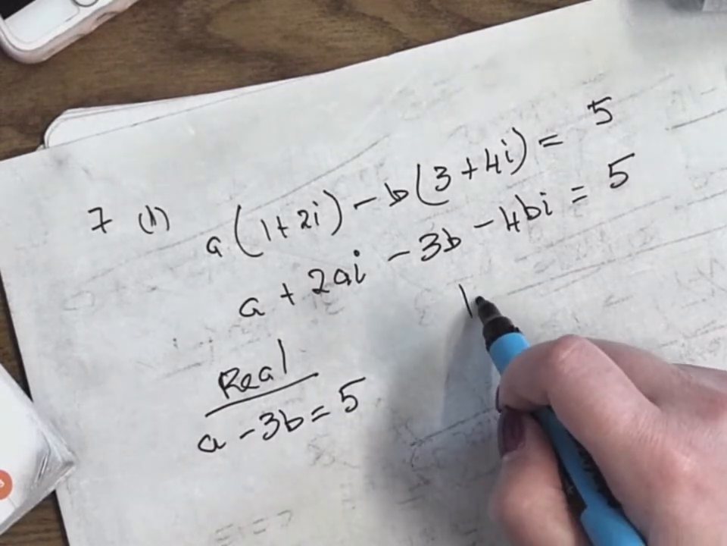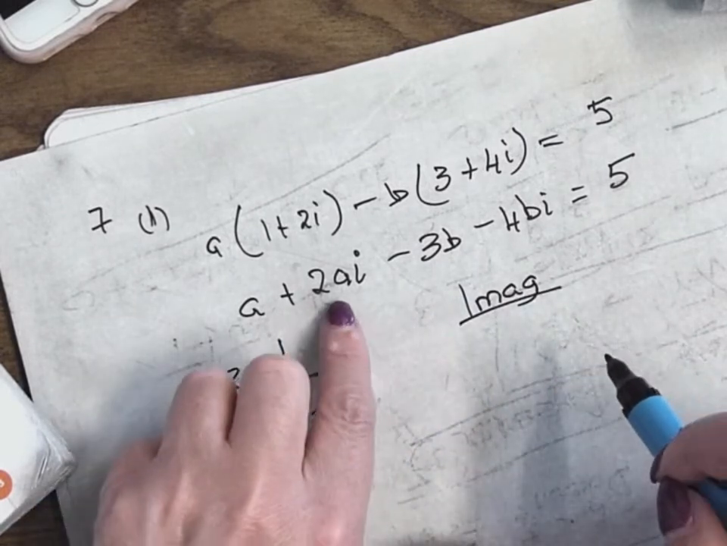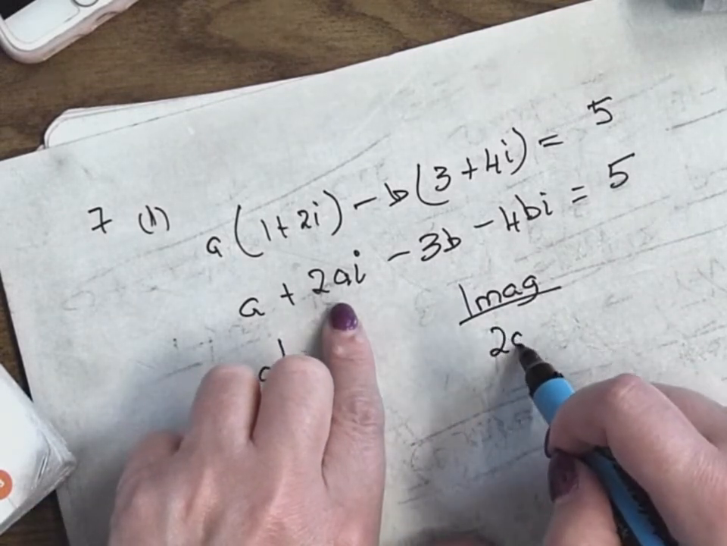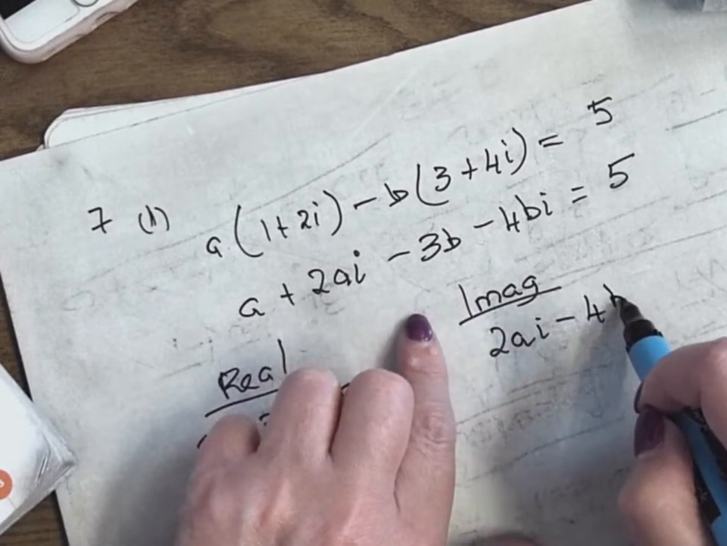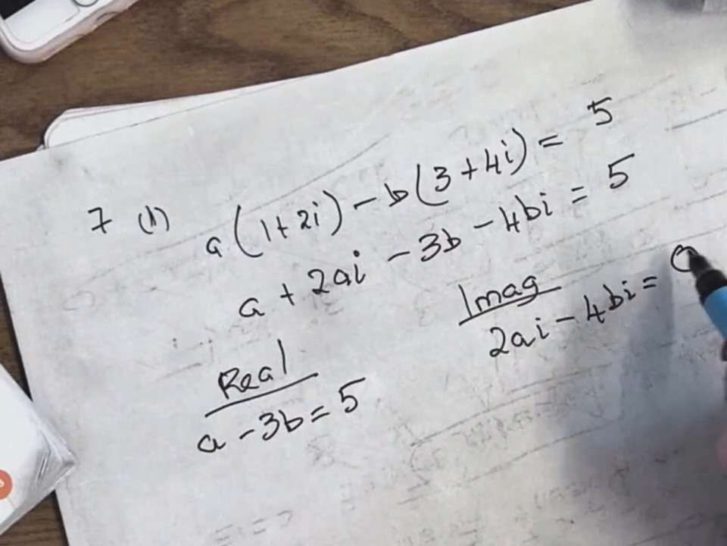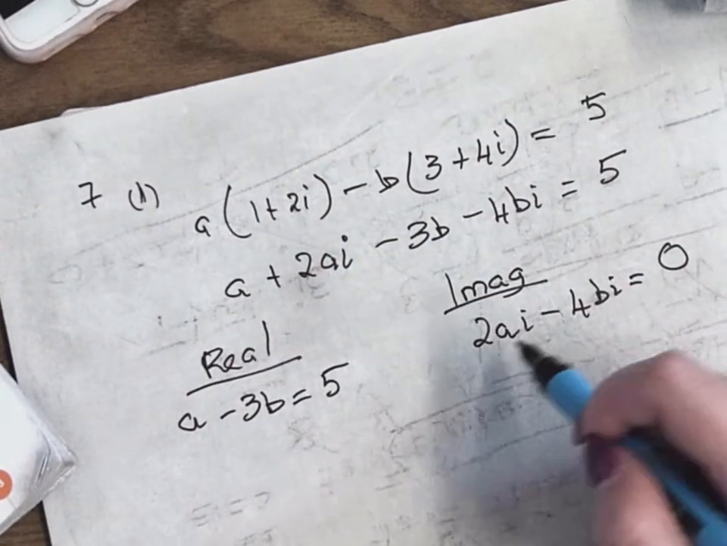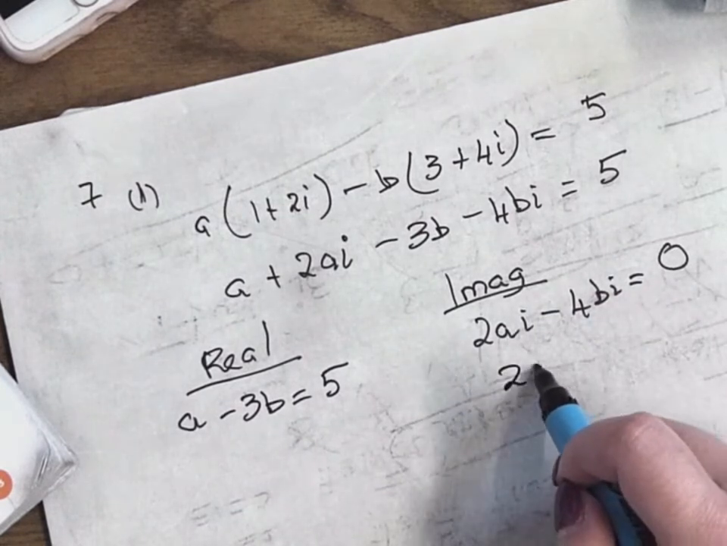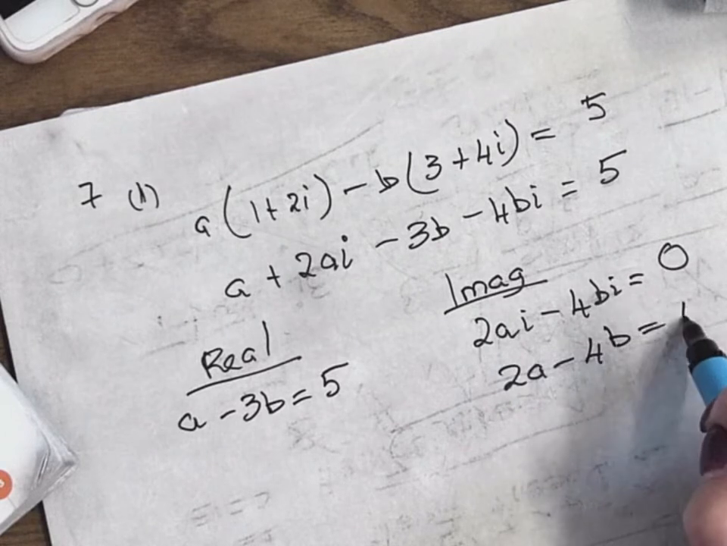Then I pick out the imaginary bits on the left equal to the imaginary bits on the right. So the imaginary bits on the left are 2ai minus 4bi, and there's no imaginary bit on the right, so you just let it equal 0. Divide across by i and you get 2a minus 4b equals 0.